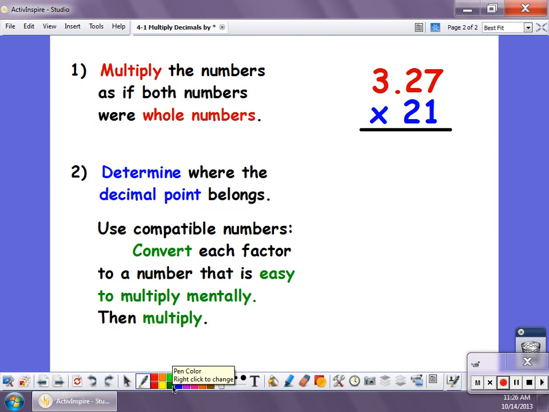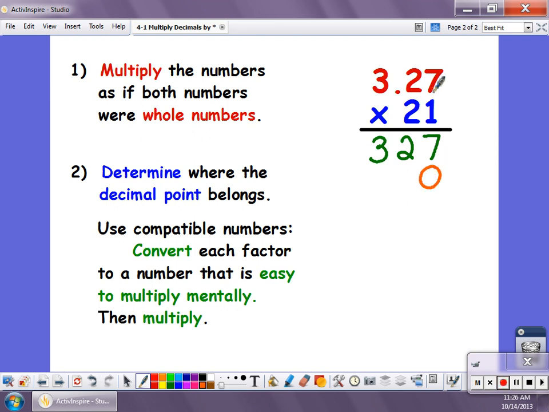All right, let's show another strategy, but we're going to do a different problem this time. This time we're going to multiply 3 and 27/100 times 21. Again, start off by multiplying as if these were whole numbers. 1 times 7 is 7, 1 times 2 is 2, and 1 times 3 is 3. Now I'm going to multiply the second digit, this 2, times everything. Remember, even though it looks like 2 times 7, this 2 is really 2/10, so it's 20 times 7. To account for that, we put a 0 here as a placeholder.